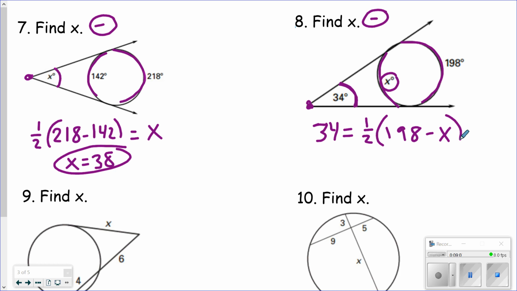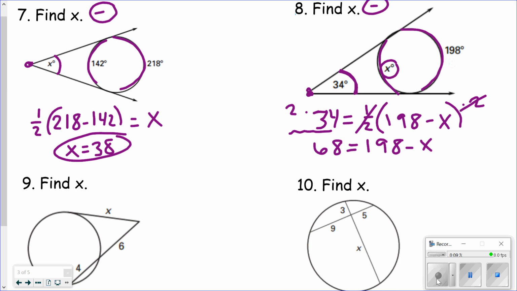First thing I want to get rid of is this multiplication of 1/2. So to get rid of that, I'm just going to multiply it by the reciprocal, which is 2. Multiply this by 2, so 1/2 times 2 cancels out. And when we multiply 2 times 34, we get 68 is equal to 198 minus x. If we subtract 198 from each side, we get negative 130 is equal to negative x. Divide by -1 on each side. So x then is equal to 130.